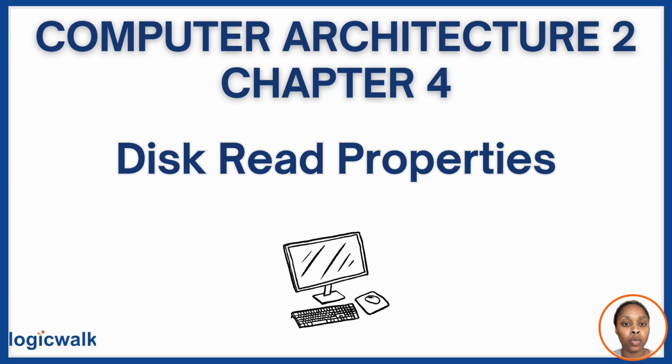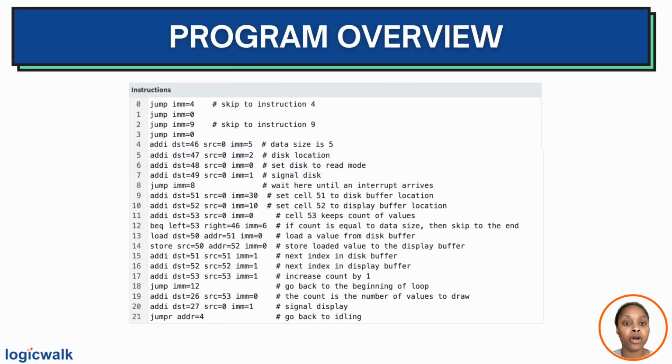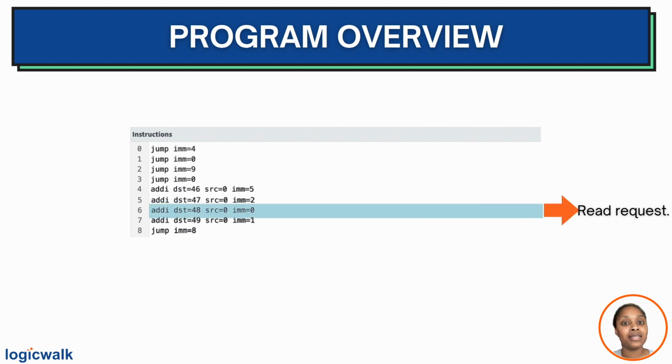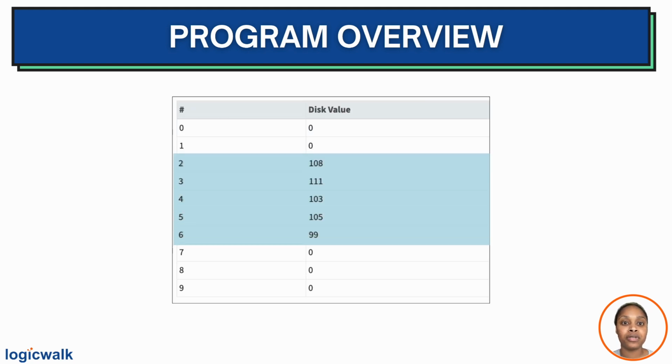In this lesson, we'll walk through how the simulator state changes when the computer reads data from the hard drive, focusing on when disk A actively copies data into the computer's memory. For this lesson, we're using the same program as last lesson, just without the display printing instructions. Notice that instruction 6 puts the disk into read mode, and disk cells 2 through 6 already contain the ASCII data we want to load.